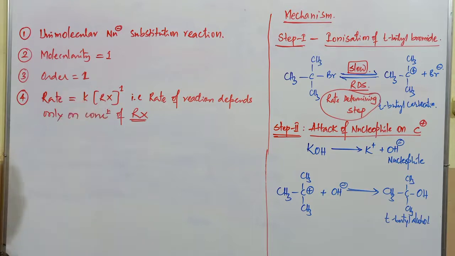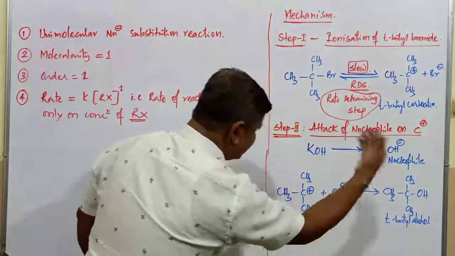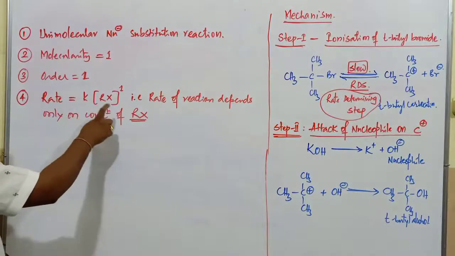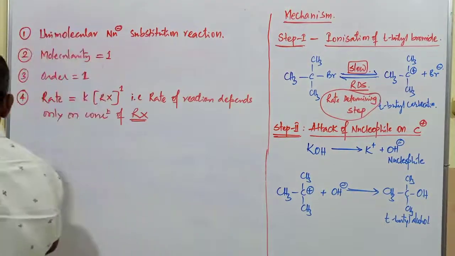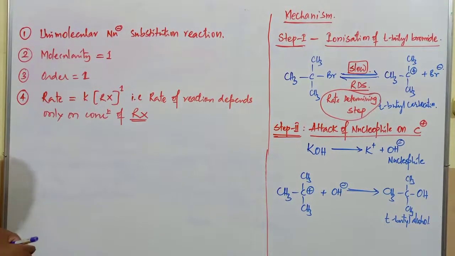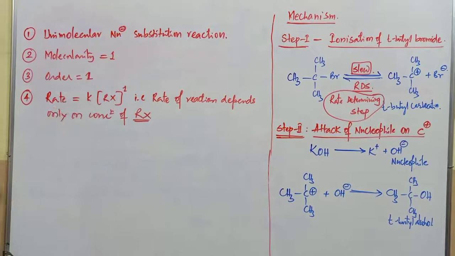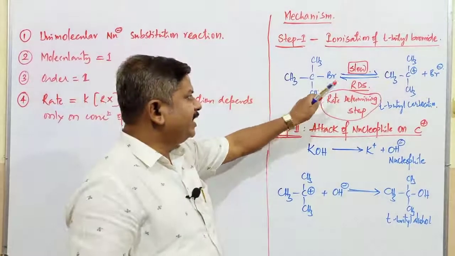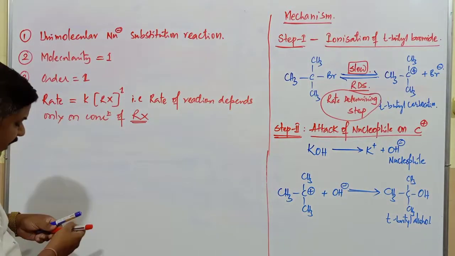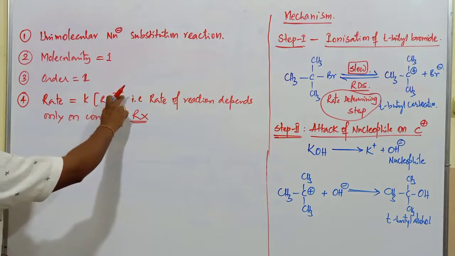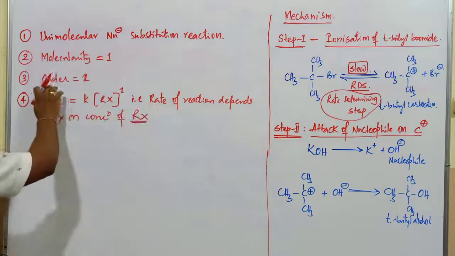This is a constant. So it does not depend upon the concentration of the nucleophile, OH minus or some other nucleophile. It depends upon the concentration of only alkyl halide, never on the nucleophile. This is an important factor. The slow step is considered the rate determining step, and in it only alkyl halide is present. Hence rate is equal to K into Rx to the power of 1. If the power is 1, the order is 1. If the power is 2, it is taken as second order, so the order becomes 2.